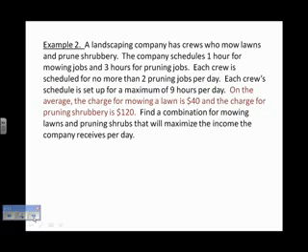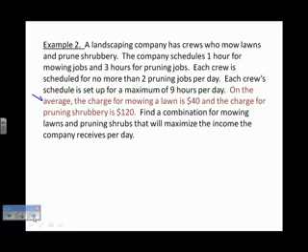A landscaping company has crews who mow lawns and prune shrubbery. The company schedules 1 hour for mowing jobs and 3 hours for pruning jobs. Each crew is scheduled for no more than 2 pruning jobs per day. Each crew's schedule is set up for a maximum of 9 hours per day. On the average, the charge for mowing the lawn is $40 and the charge for pruning shrubbery is $120.